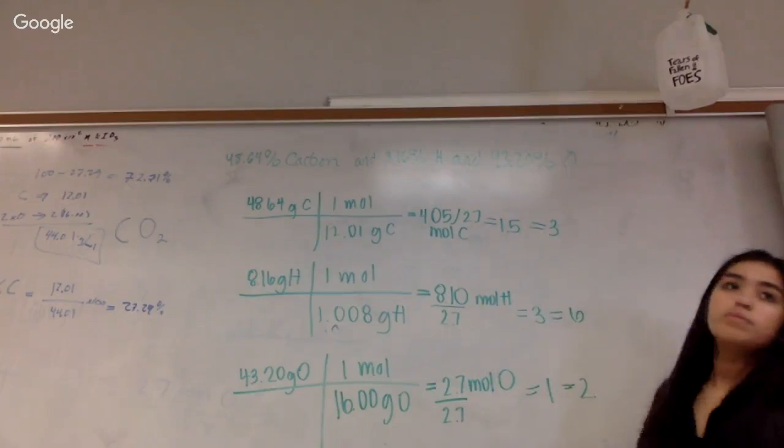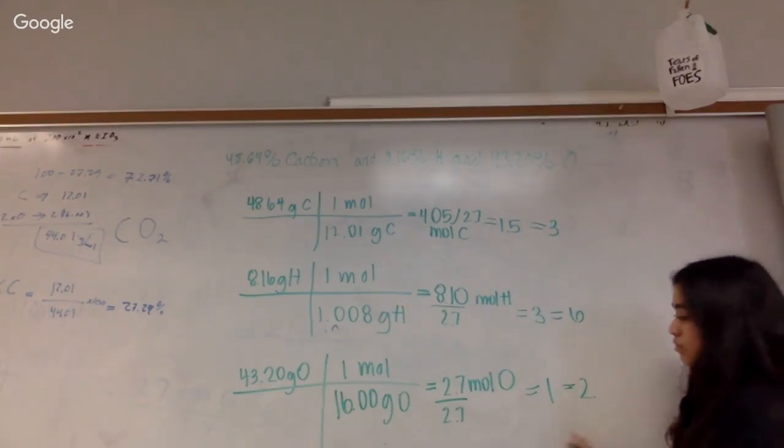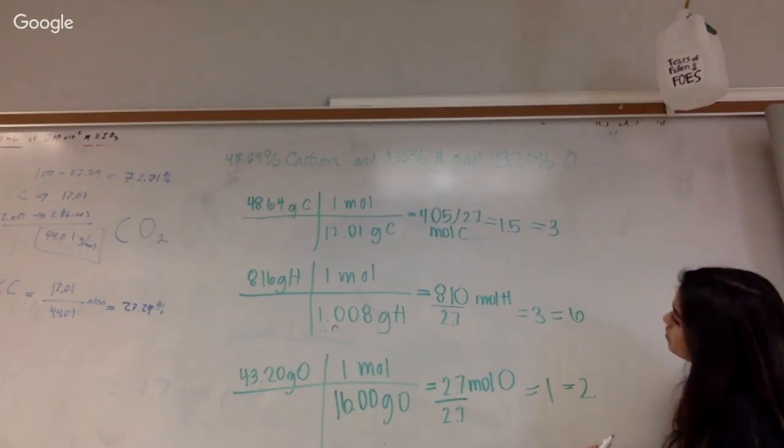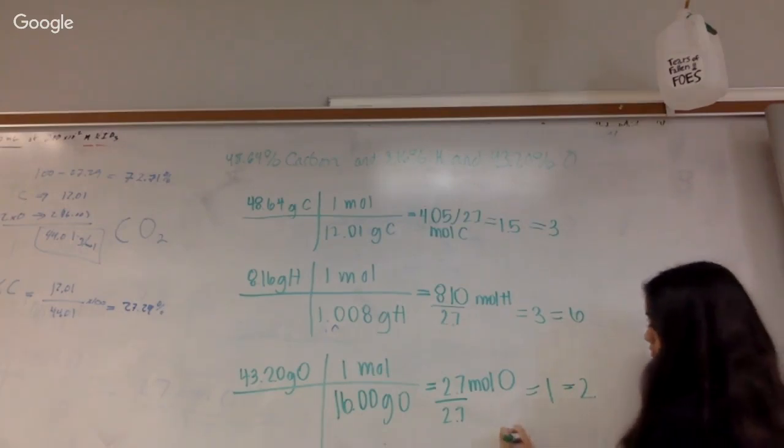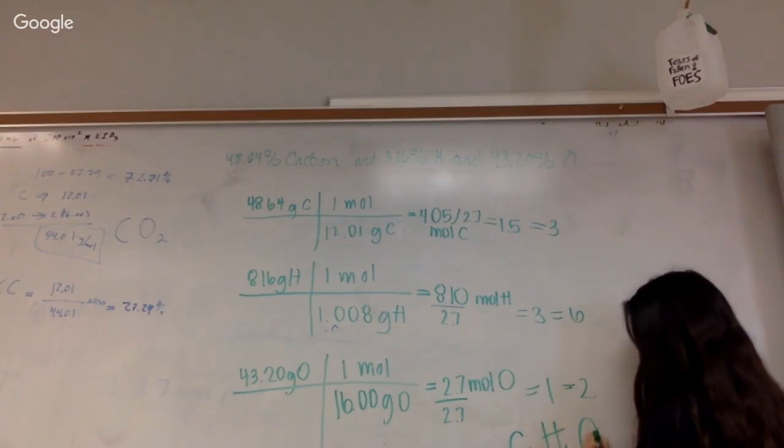They are typically pretty good about telling you which order to write your compound in. So we're going to write C with the subscript 3, H with the subscript 6, and O with the subscript, I believe it's 2.